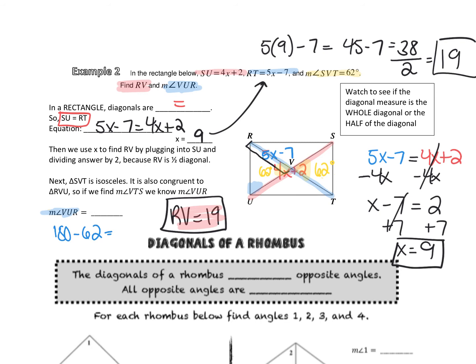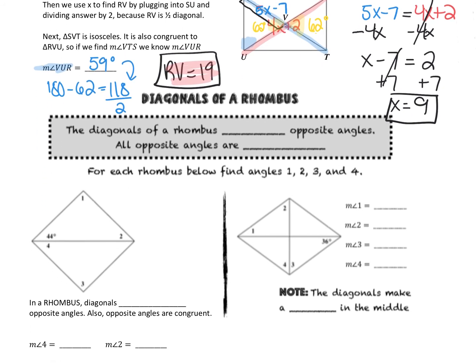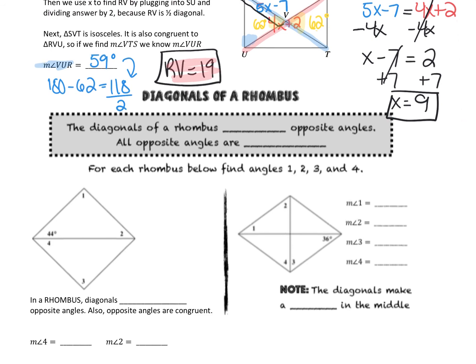is 118. And then I'm going to divide that by 2 because it is an isosceles triangle. So if I divide that by 2, I now get my answer, which is 59 degrees for angle VUR. Okay? Again, lots of work, lots of scratch work. You're going to have to make sure you notice things about the rectangle. Okay? Take your time.